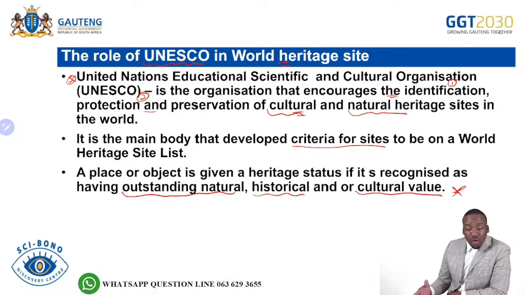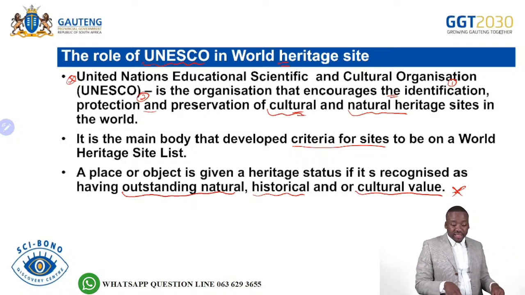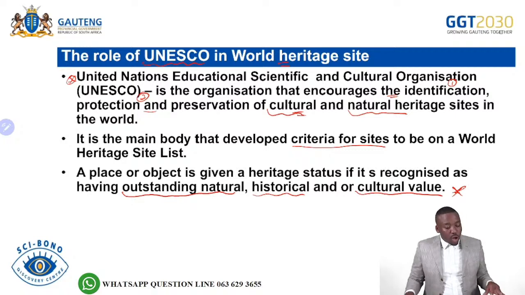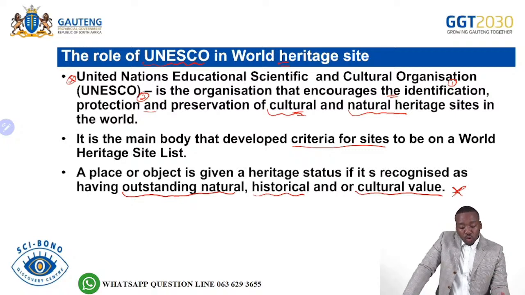So the role of UNESCO in World Heritage Sites, number one, is to encourage the identification of what? Of World Heritage Sites. Two, it is for the protection and preservation of what? Cultural and natural heritage sites in the world. And three, it is to develop what? The criteria for the sites to be on the World Heritage Site list. Right. So those are some of the roles or functions that we have for UNESCO.